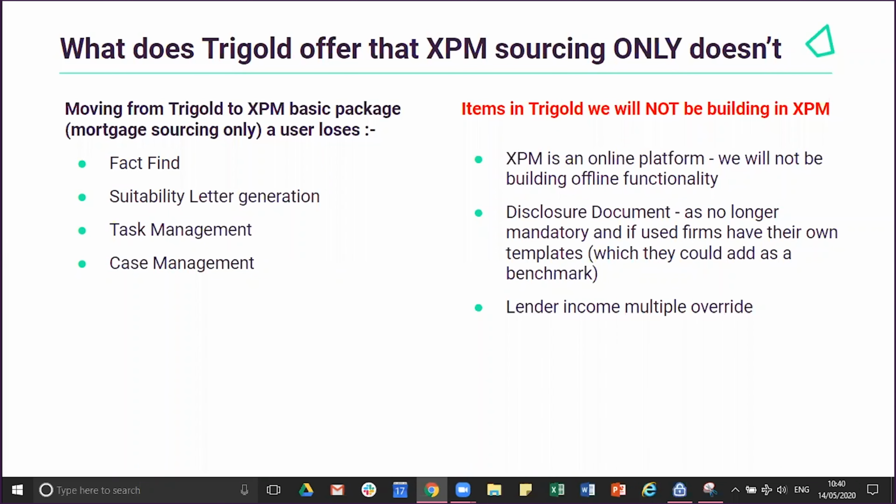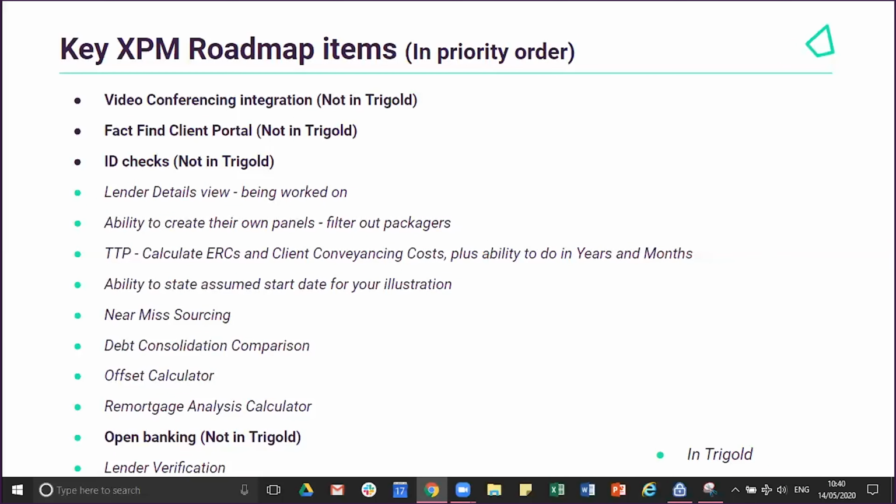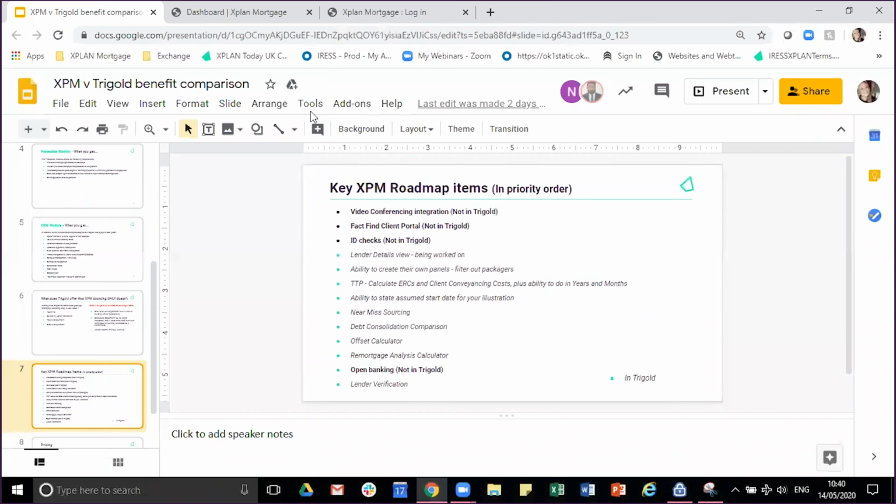In Trigold, you can create your own disclosure documents. However, this will not be brought into XPM. It's no longer mandatory, and a lot of firms already have their own template which they use, so they could just save that template onto their machine and then upload it into Xplan Mortgage should they wish to. And then there's a lender income multiple override as well, which won't be pulled in. So only a few things that won't be added in. We have got some things on the roadmap for this year. I won't go into too much detail. I think it's probably important that we go into the system now.